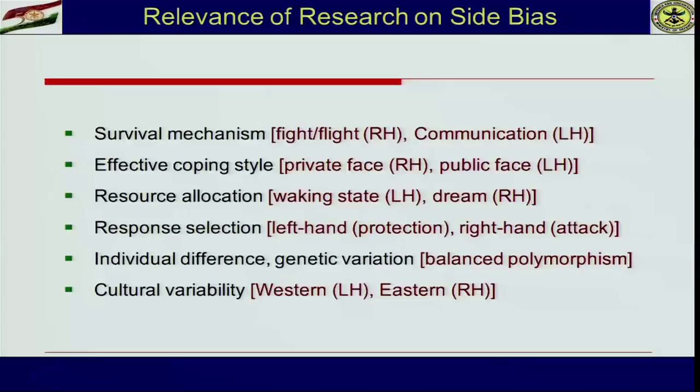Individual difference and genetic variations are also an area of study with the side bias that we need to study. And finally, cultural variability: the left hemisphere is found to be more dominant in Western populations, whereas somewhat higher levels of right dominance are found in Eastern populations. Some such studies have been published. So, cultural variability is also evident in side bias.